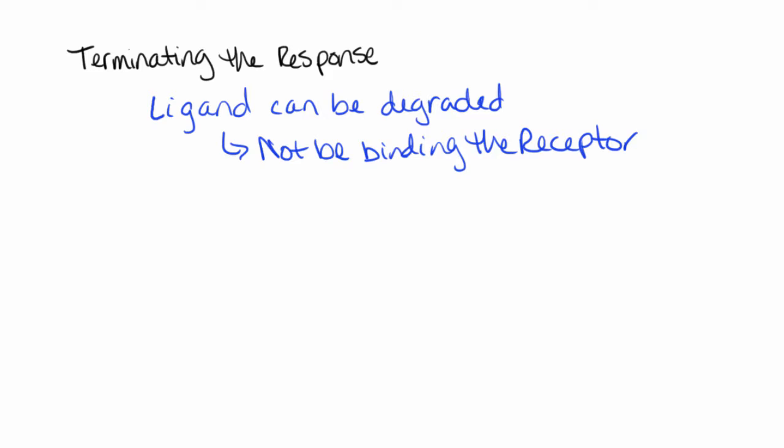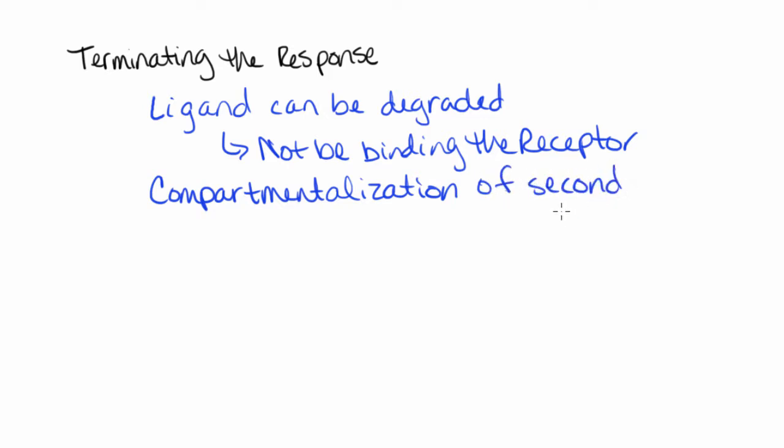Another approach that can be used is compartmentalization of ions or compartmentalization of any secondary messengers. The secondary messengers that we're talking about here might be calcium ions. The calcium ions can be sequestered inside of a vacuole. They could be sequestered inside of the endoplasmic reticulum. The same thing applies to cyclic AMP, if that is something that is being used. We might also have some phosphorylation, some dephosphorylation involved.